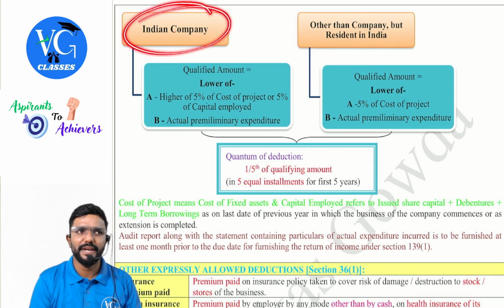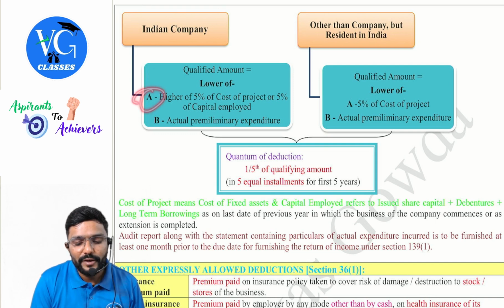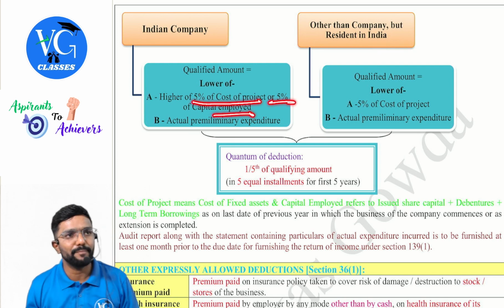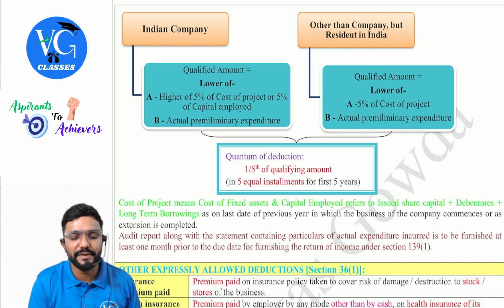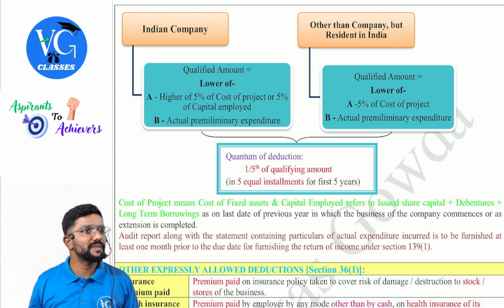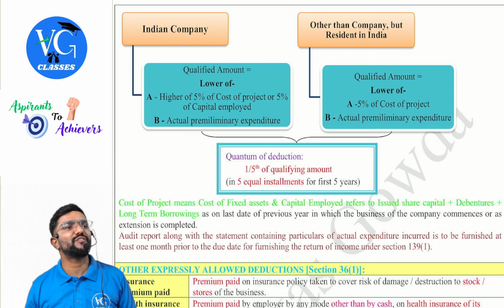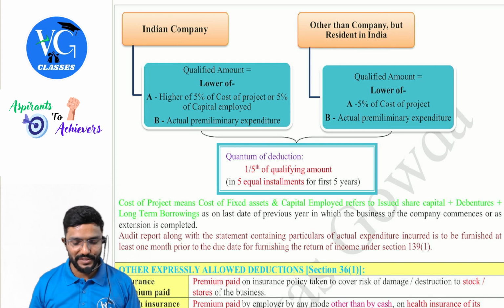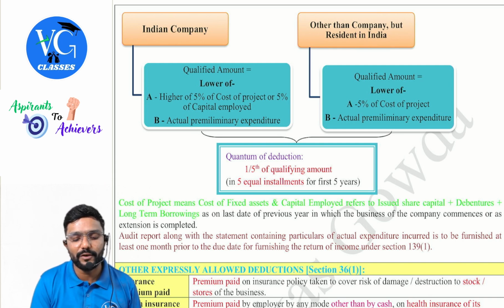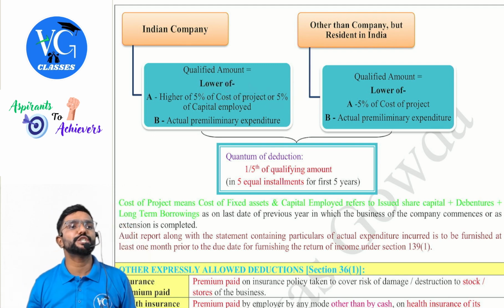Next, if it is an Indian company, you know it will always be resident in India. Then what you have to do, guys, first take 5% of cost of project or 5% of capital employed. Take it as A. Compare that with actual preliminary expenses. Take whichever is lower. And 1/5 of that will be allowed as deduction for the first 5 years from the year in which business is commenced or expansion has taken place. Please be careful, only for a company they have two options, 5% of cost of project or 5% of capital employed, whichever is higher. Compare that with actual preliminary expenses and take whichever is lower.